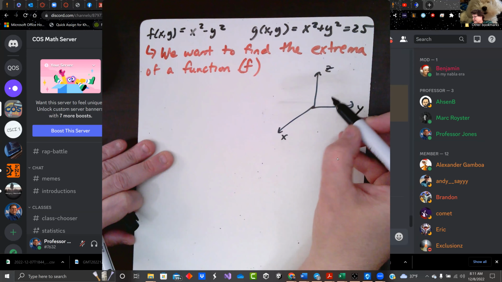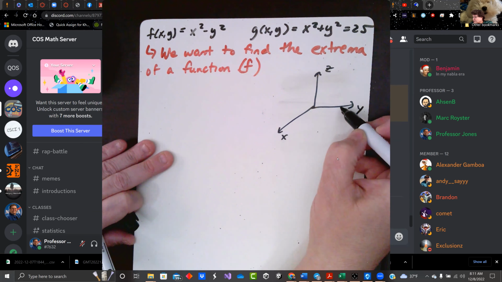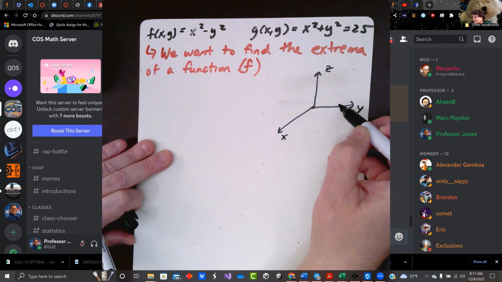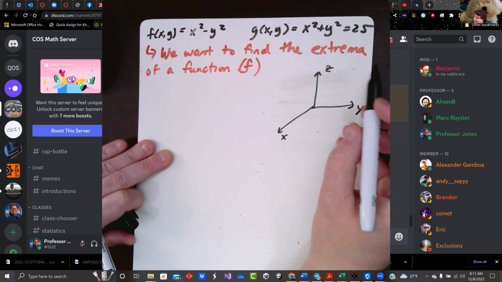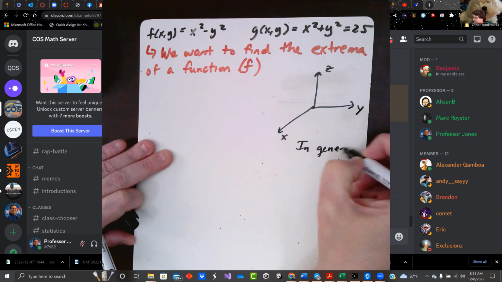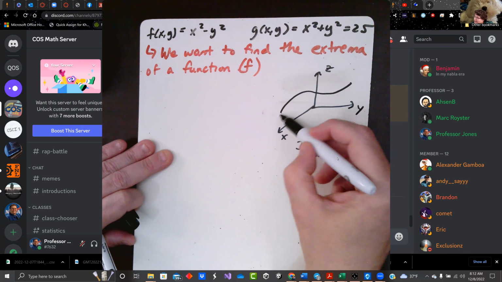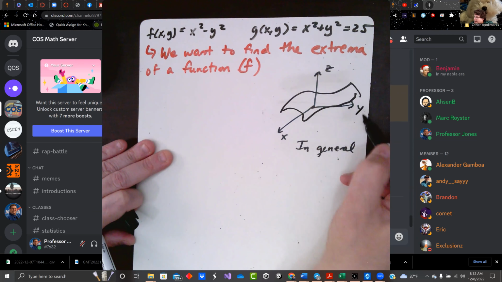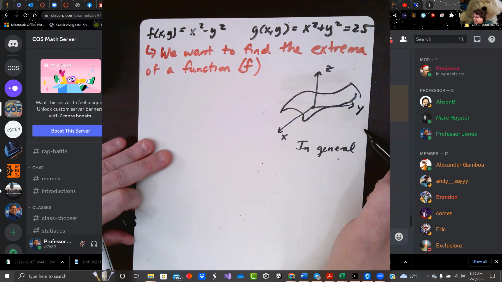Let's see, maybe x squared minus y, it's got to be a hyperbola. It's a hyperbola of some sort. But let's say in general, I don't want to sketch a 3D hyperbola. That sucks. We got some surface like that. And so there's extrema all over the place on this thing.